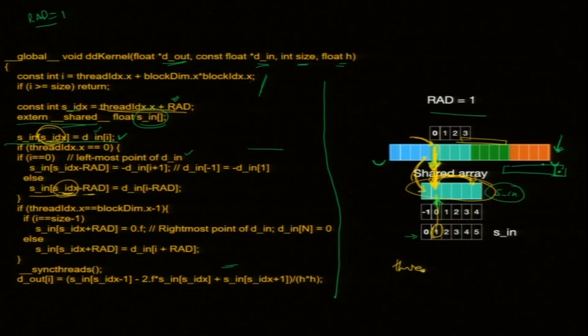When thread ID is 0, then SIDX is 1. So, I want to fill the left guy. So, what should I do? SIDX minus RAD. What should be the value to be filled? D in I minus RAD. So, I is the index for this, so I go 1 into the left. So, I minus RAD. Okay. This will come from global. Not everything can be done locally. So, this will come from global, because that is not available inside the block. So, this will be global.